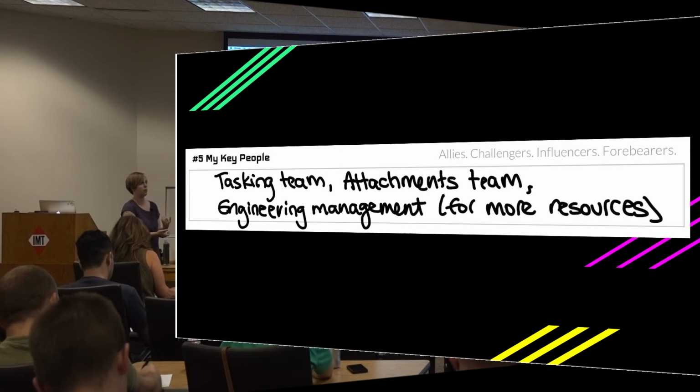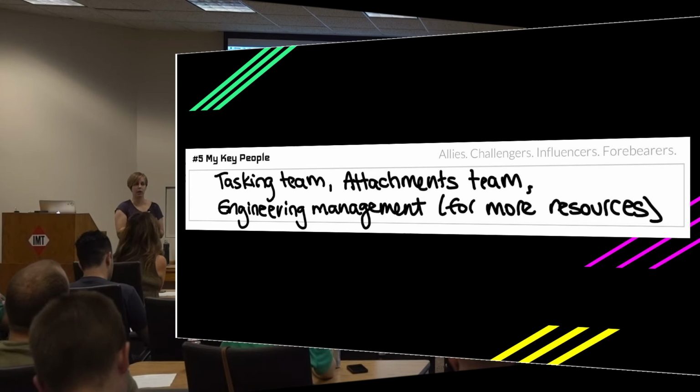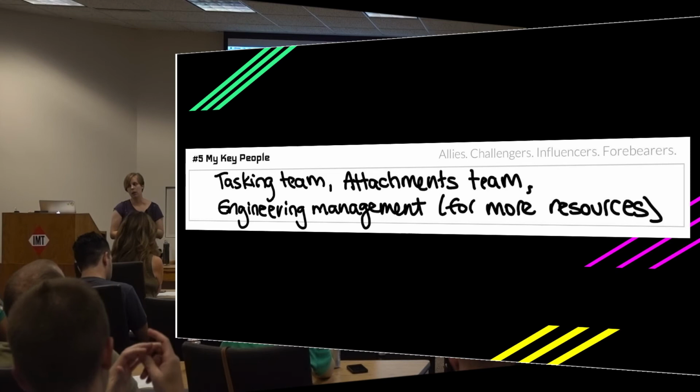So in our situation, the tasking team were the ones that were going to build it. The attachment team were a team that were going to build something on top of it later and wanted to have a say in how that framework worked. And then the engineering management, when we showed this to them and showed them the feedback from the users, they actually gave us more resources so that we could build out the whole story rather than just the little pieces that we had prioritized at that point. So go ahead and take a minute to just jot down a few people that you would want to share it with.